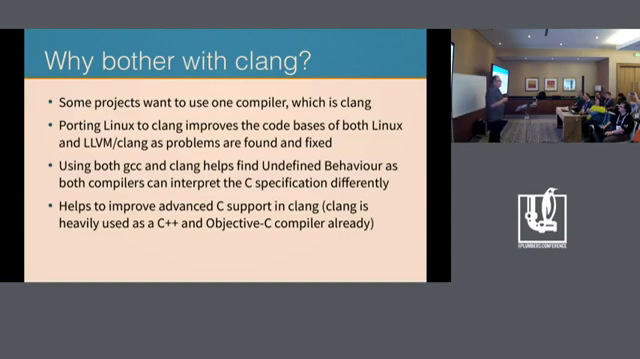Certainly a number of the areas where that's been a problem from a security perspective, we've actually managed to find and get rid of. One of the big ones, of course, being VLAs and VLAs in structures.